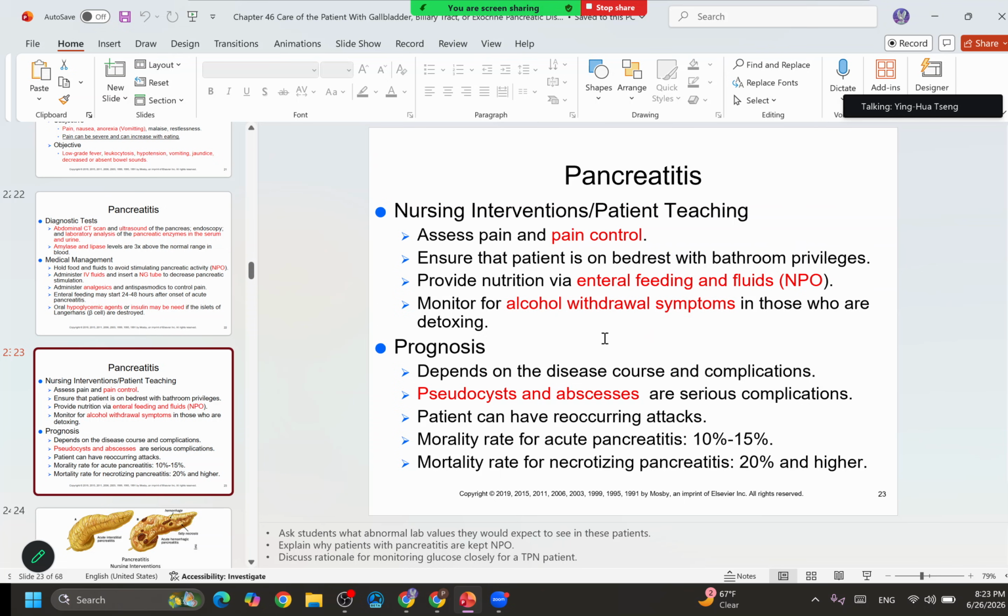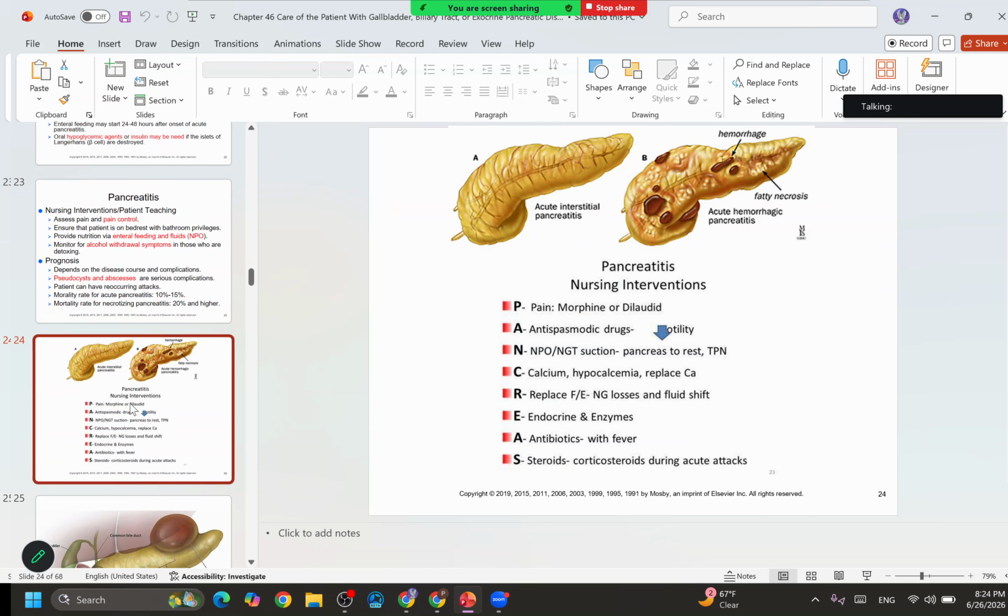Prognosis. Okay, here are two major, very severe complications: pseudocyst and also abscess. I'm going to show you a picture so you will know. Here, the first thing is pancreatitis. You can see here is hemorrhage, right? All the enzymes are destroying your own pancreas. That's why your pancreas is all injured. So it's bleeding. They're bleeding.